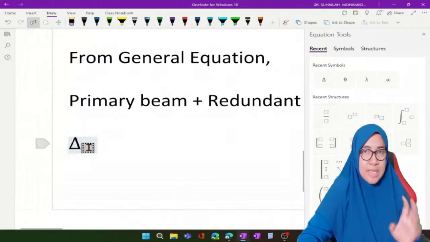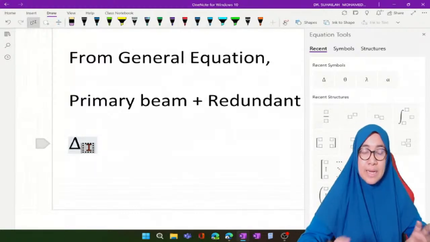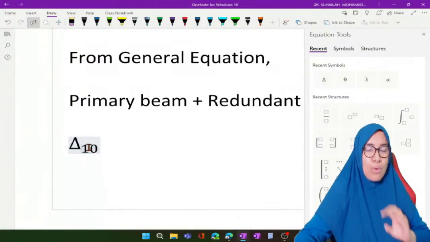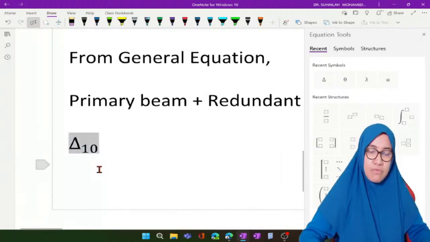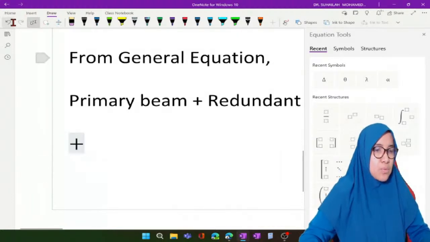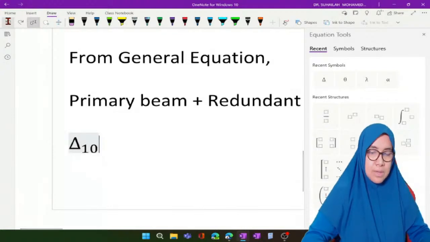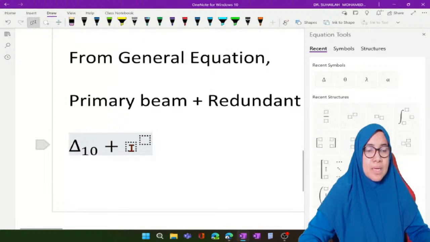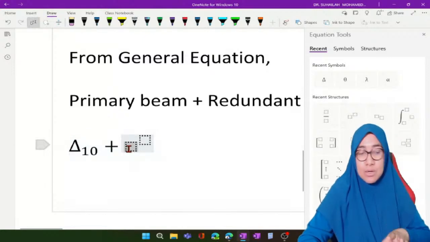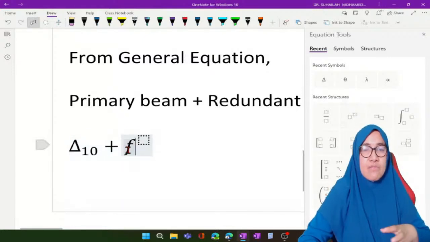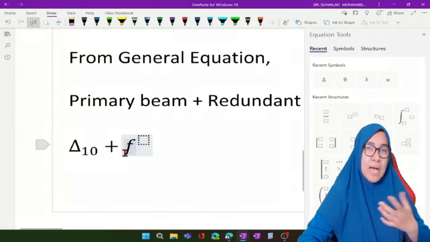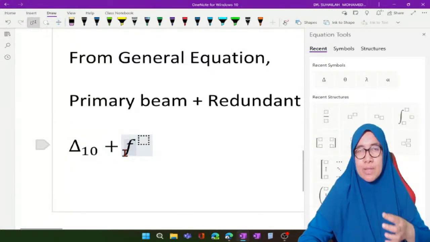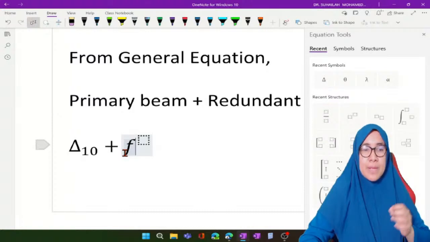Okay, we use the standard label, 1 for redundant number 1, 1 note. Note is always the symbol for redundant. Okay, plus with the redundant system. F is the flexibility coefficient. It is deflection if in the primary system we have to calculate deflection. F will be rotation, theta, if it is a rotation in the redundant, in the primary system.